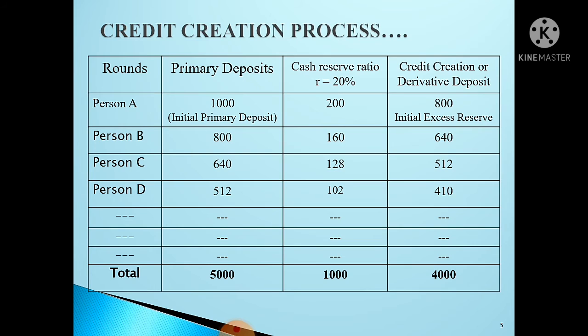By adding up all the deposits, primary plus derivative, we get a total deposit of rupees 5000. Here the credit multiplier, which is the reciprocal of the cash reserve ratio, is 5, and the credit creation, that is the total derivative deposit, is rupees 4,000, which is 5 times the initial excess reserves, that is equal to the times of the credit multiplier.